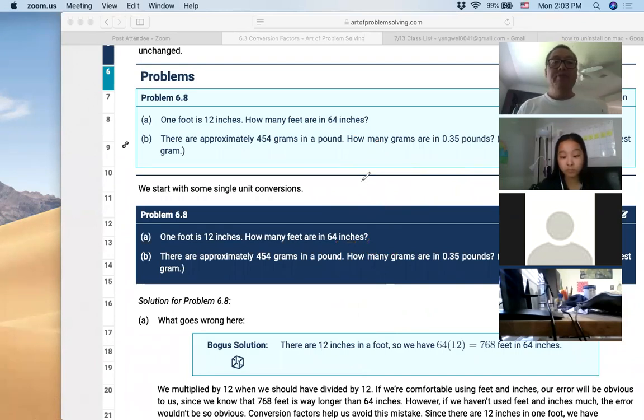There are approximately 454 grams in a pound. How many grams are in 0.35 pound? Everybody do this. They ask you to round your answer to the nearest gram.